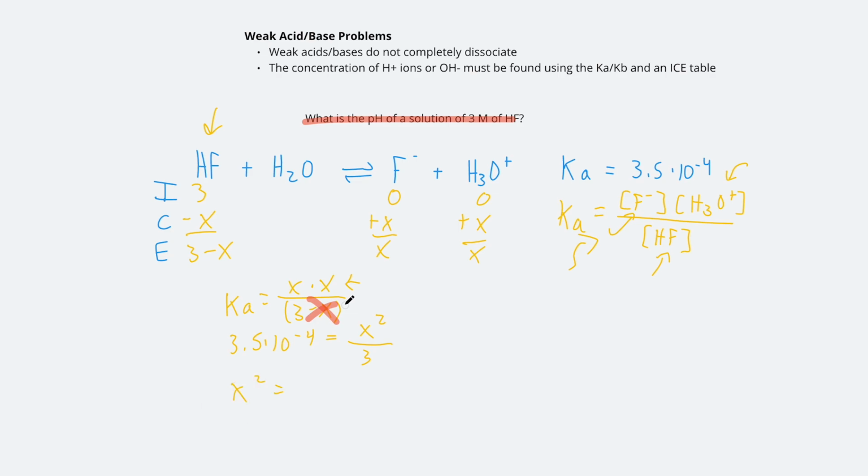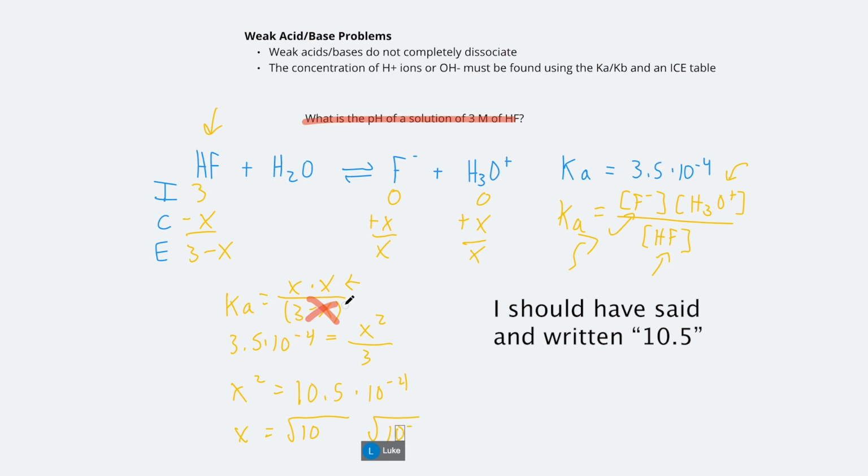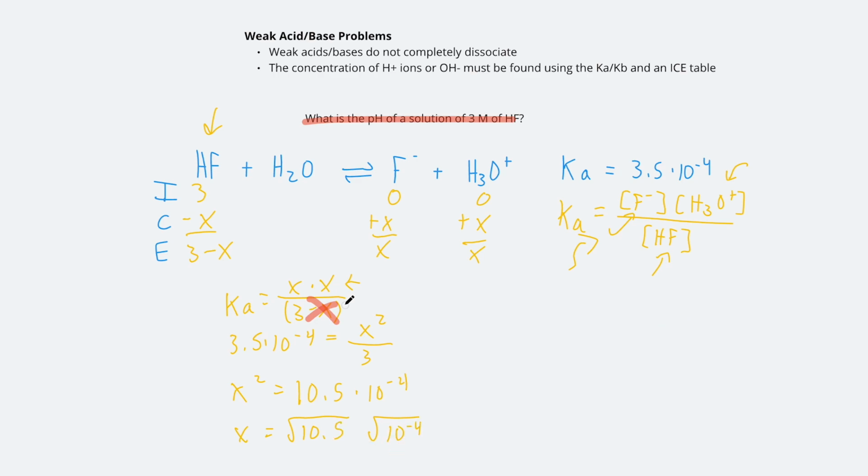So X squared equals 10.5, because 3 times 3.5 is 10.5, times 10 to the negative 4. And now you have to figure out what's the square root of 10.5 times 10 to the negative 4. And always do these in the individual parts. So you do what's the square root of 10, and then what's the square root of 10 to the negative 4. 10.5 is pretty close to 9, so you can round that on the test pretty easily to just 3. So you'd have 3 times the square root of 10 to the negative 4. And remember, whenever you take the square root of an exponent, you're just dividing it by 2. So negative 4 divided by 2 equals negative 2. So you end up with 3 times 10 to the negative 2.